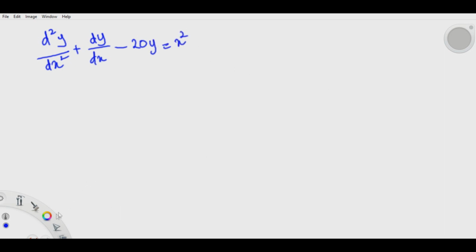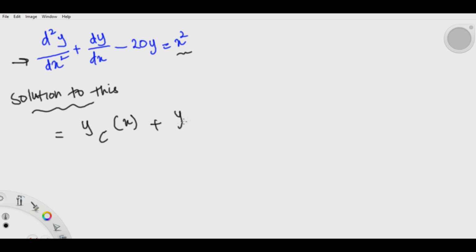I'm going to change my pen color to black. So x squared is what the equation equals, and this is the question. Now the solution to this is y subprime c of x plus y subprime p of x. Lowercase p if you like, I don't care really. This is two solutions.